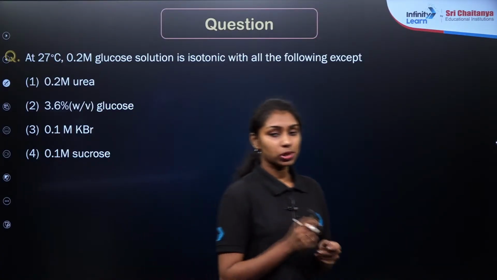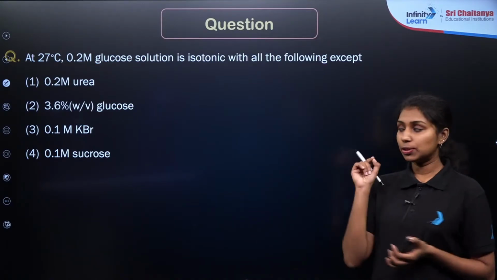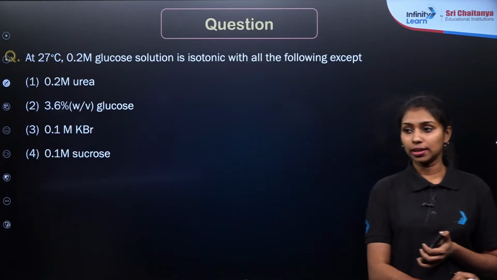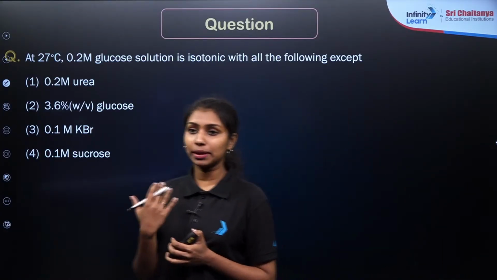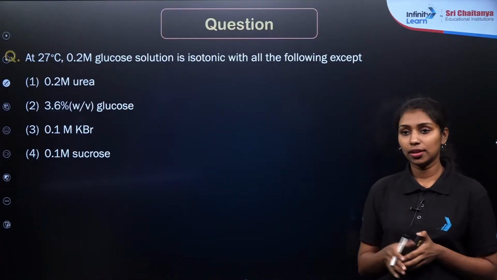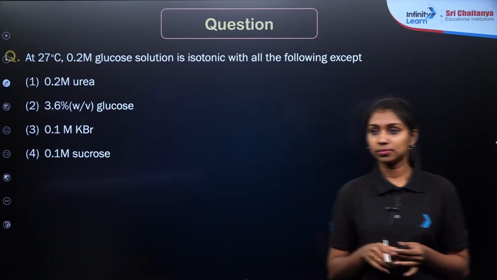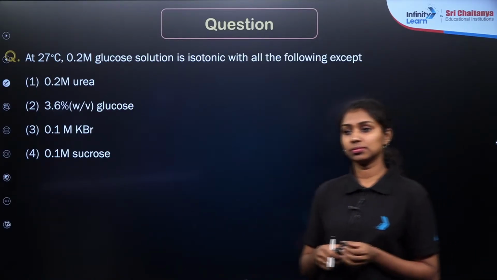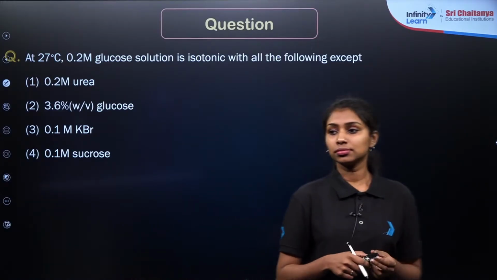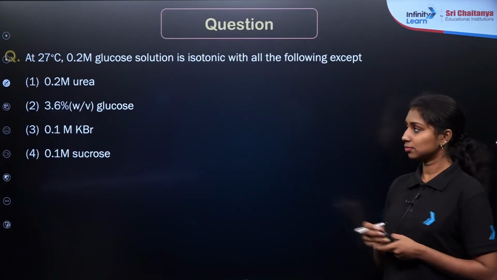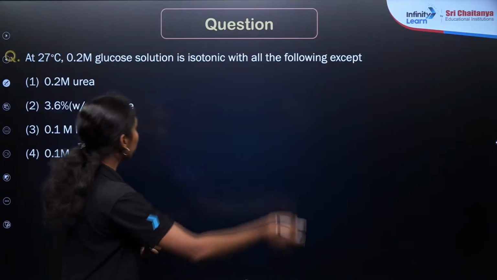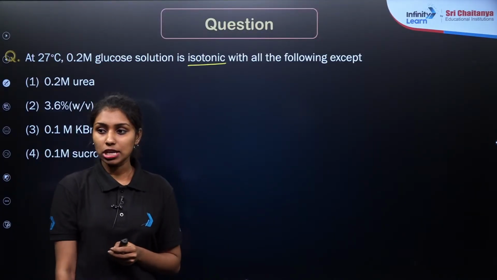The question is based on the osmotic pressure quantity. At 27 degrees Celsius, this particular solution of 0.2 molar glucose is isotonic. I hope you have the idea about what isotonic means and how it connects with osmotic pressure. Just recall the idea, then apply it on the question here. What do you mean by the isotonic condition? Osmotic pressure will be the same, right?